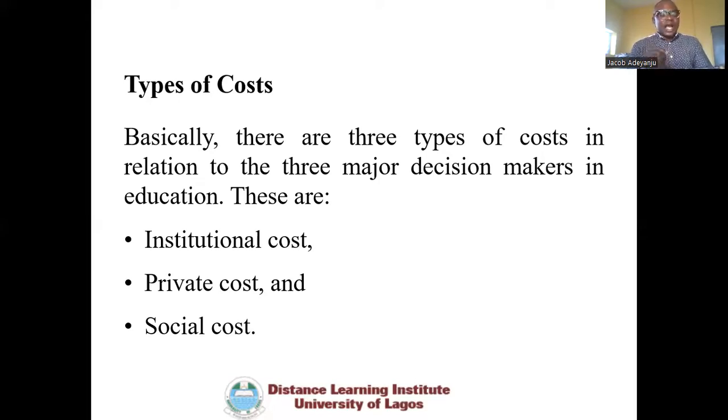Institutional costs are the costs incurred by the educational institution in the process of providing education for learners. The costs that are borne by the educational institution in the course of providing education for the learners. And these costs can be divided into two. We have the capital cost and the recurrent cost. The capital costs are the costs that are incurred on durable items such as buildings, heavy machines, furniture, and so on and so forth.